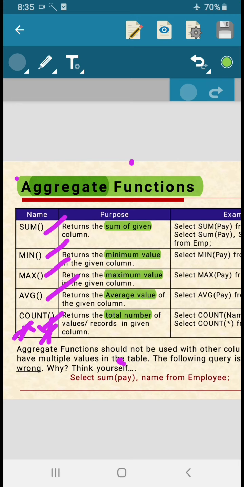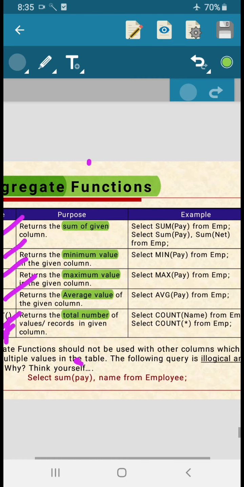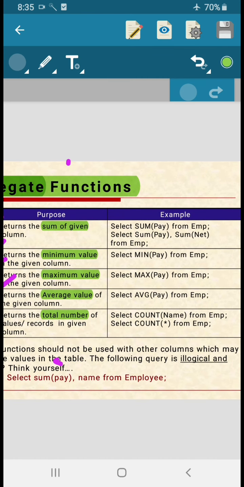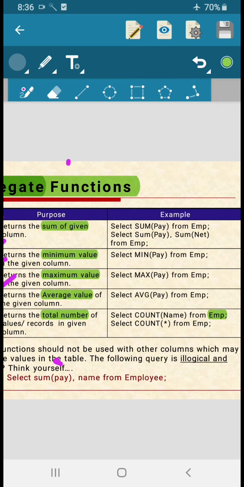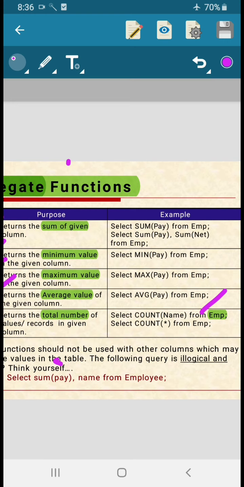Count with a column name returns the count of records. See this example, I'll highlight it: count of name returns the number of records which are not null. Next, count star will count the number of records including the null values. I'll discuss this with examples tomorrow.